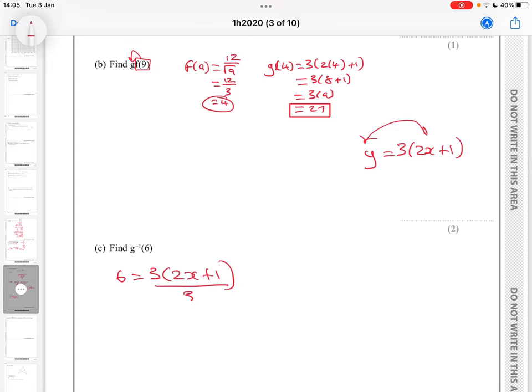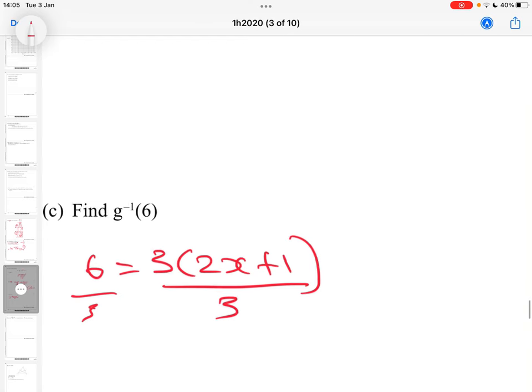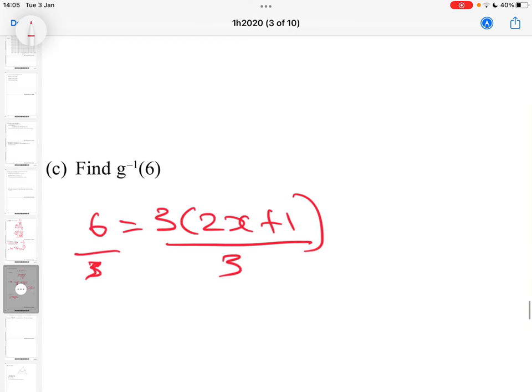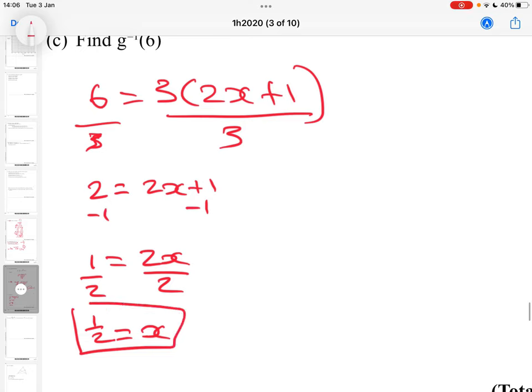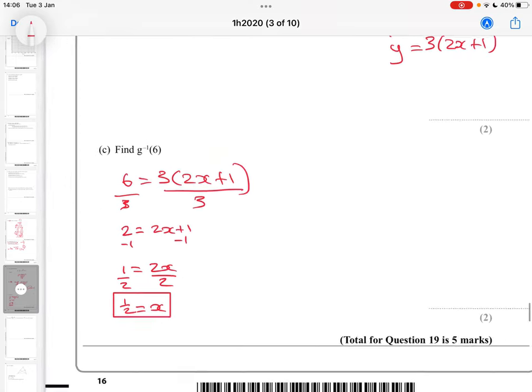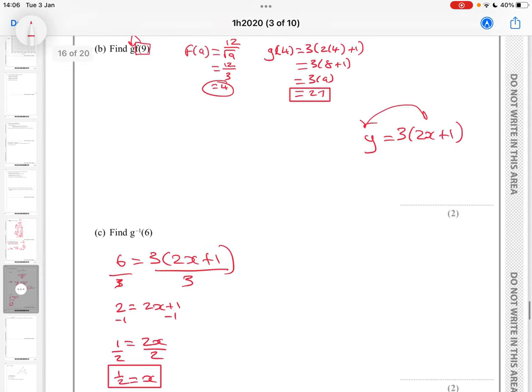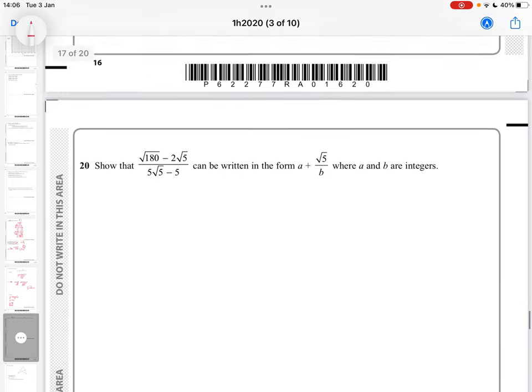So I'm going to divide both sides by 3. I'm going to zoom it in so I can write better. So we're going to have 2 equals 2x plus 1, minus 1 from both sides, and we have 1 equals 2x. Divide both sides by 2, so that means x equals a half. So that is that question.